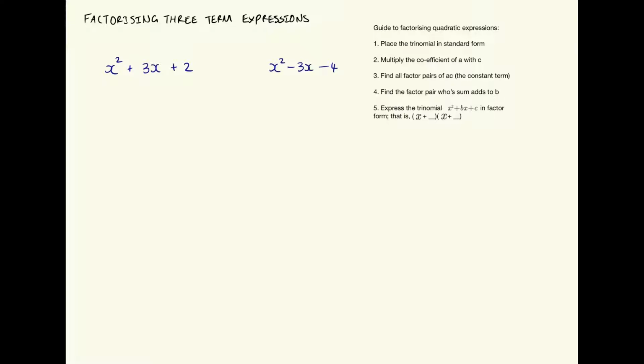So step 1, place the trinomial, and trinomial just means a three-term expression, in standard form. And it just so happens that both of our expressions are written in standard form. So standard form is just ax squared plus bx plus c, basically in order of power. Here we have x squared, then our x terms, and then our whole numbers at the end. So it's just a matter of putting things into standard form, and that's already been done for you. So step 1 is complete, so we'll give that a tick.